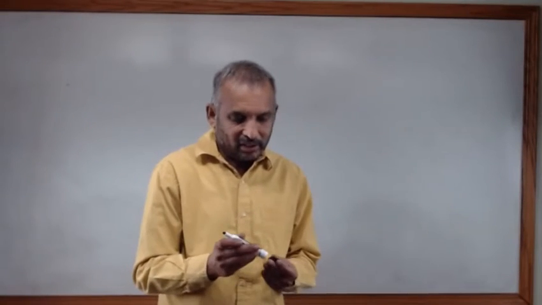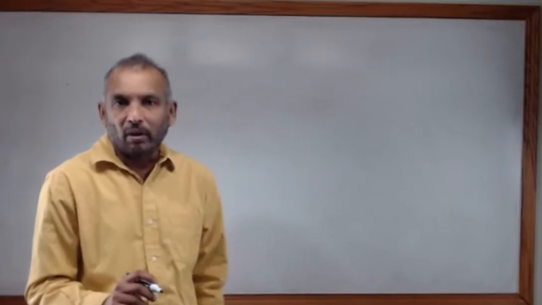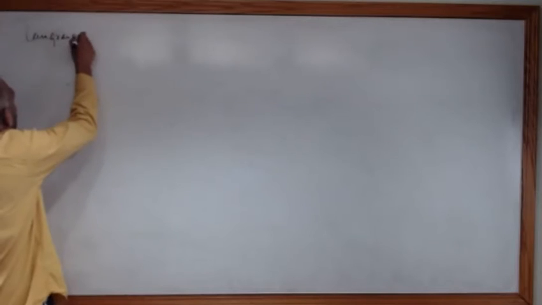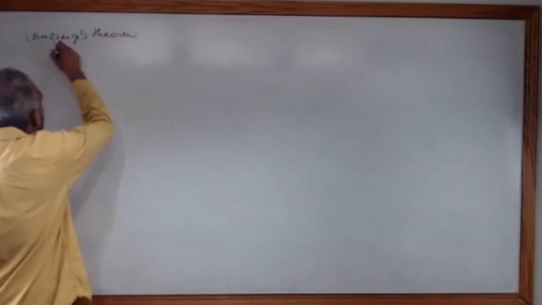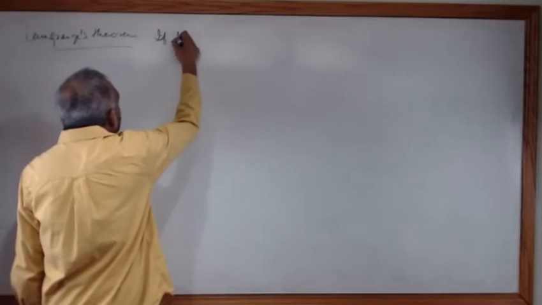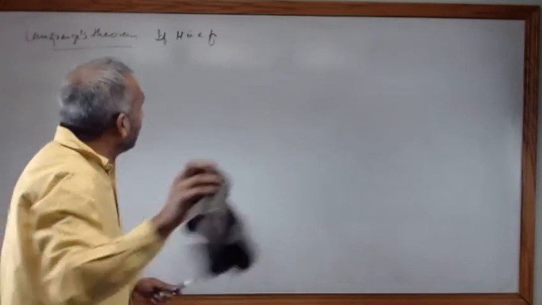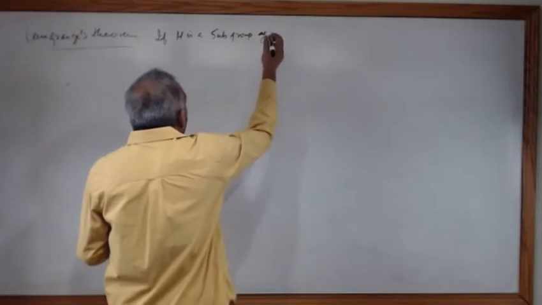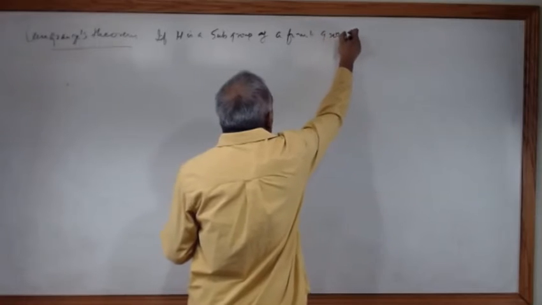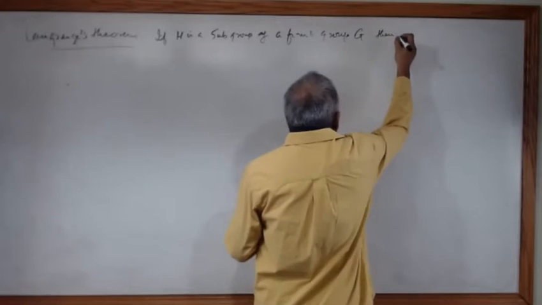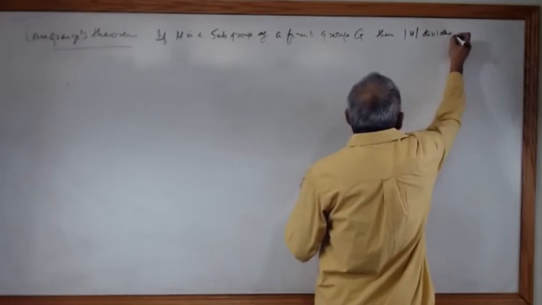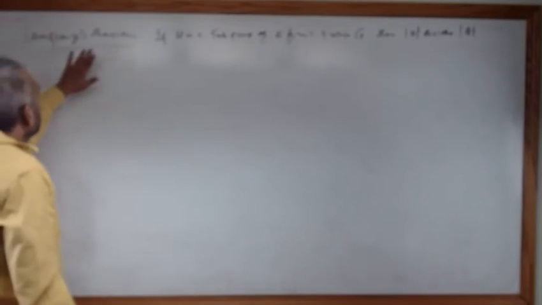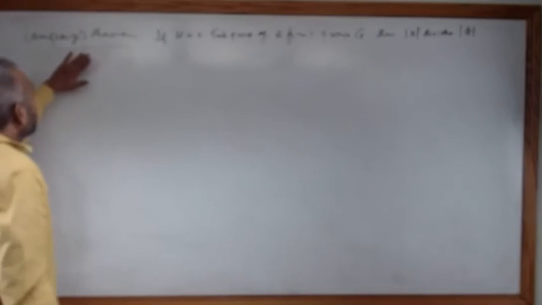Next, what we are going to show is that the converse of Lagrange's theorem is not always true. Let us state Lagrange's theorem first. It states that if H is a subgroup of a finite group G, then the order of H divides the order of G. That is what Lagrange's theorem states. This is always true, but the converse is not true.